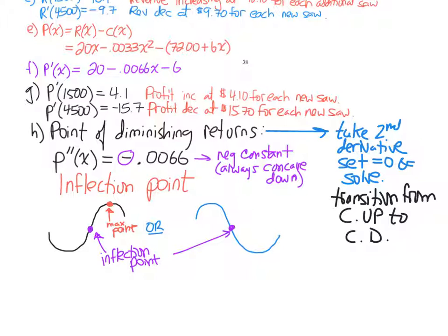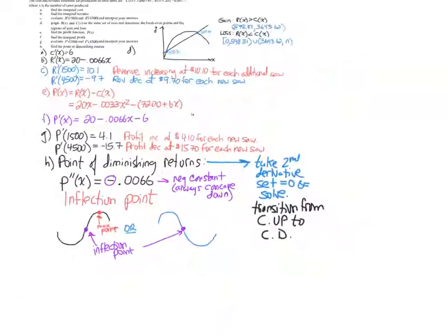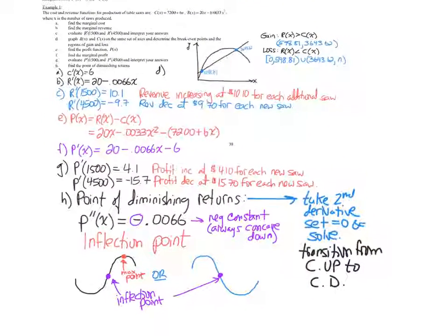All right. Now, if you needed to find the maximum profit would be when the slope of your curve goes to 0. That would just be taking my derivative of profit and setting it equal to 0 and solving. All right, but that's not what they asked, so here we are. All right.